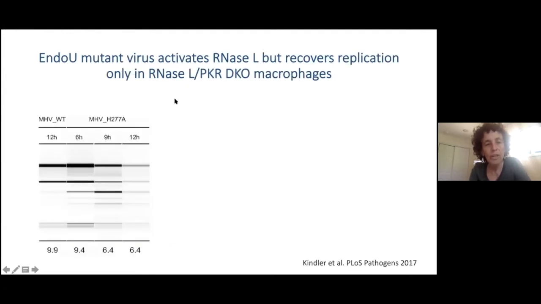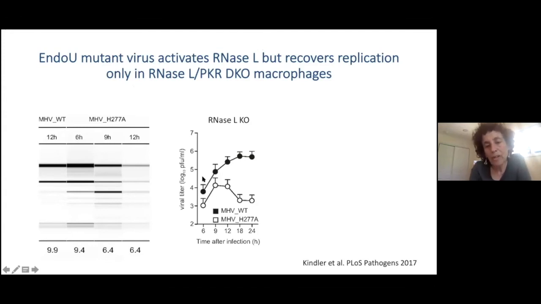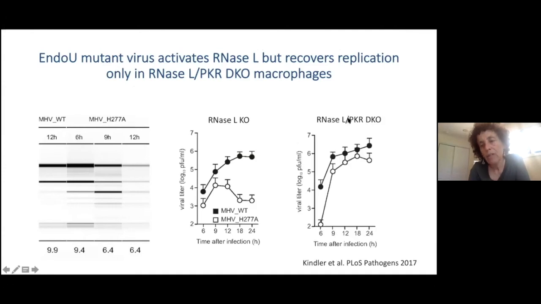Here, similar to the NS2 mutant, the Endo U mutant also activates RNase L, as shown here. Here's the wild type virus, and here's the mutant virus infected cells. You can see activation and degradation of ribosomal RNA. But differently from the NS2 mutant, these mutants don't recover in RNase L knockout cells, but they do recover in RNase L PKR double knockout cells. So Endo U and NS2 kind of overlap in their effects.